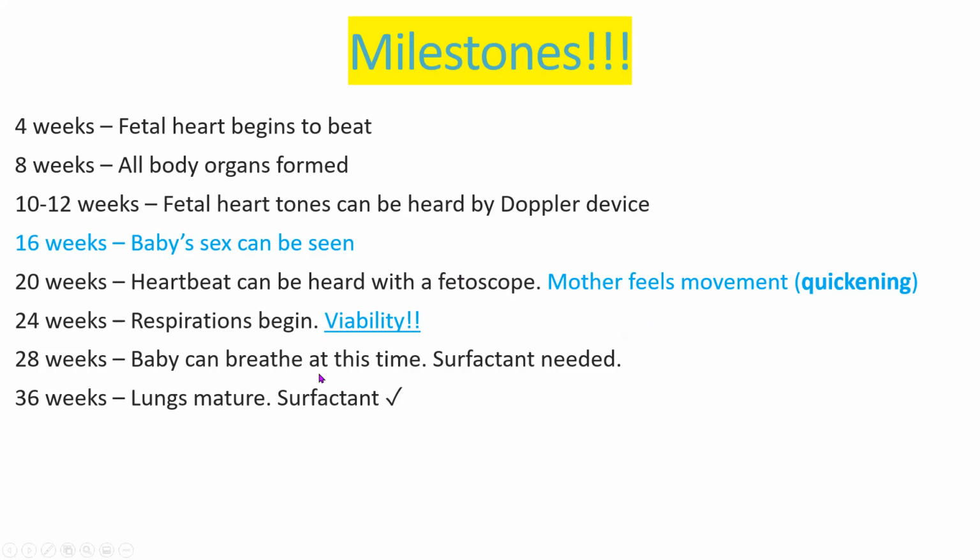At 24 weeks is viability. We went over this last week. Our respirations are beginning. We have 28 weeks. Our baby can breathe at this time, although surfactant is needed. 36 weeks, our lungs mature, and surfactant is ready to go. So if you have a baby coming in at 32 weeks, it's important to know those interventions to increase that surfactant production before birth has occurred.